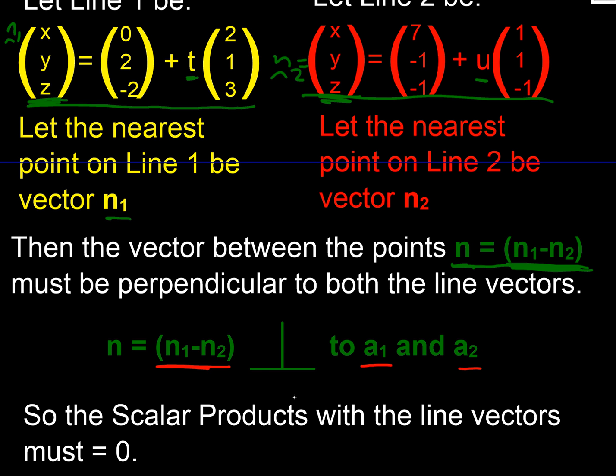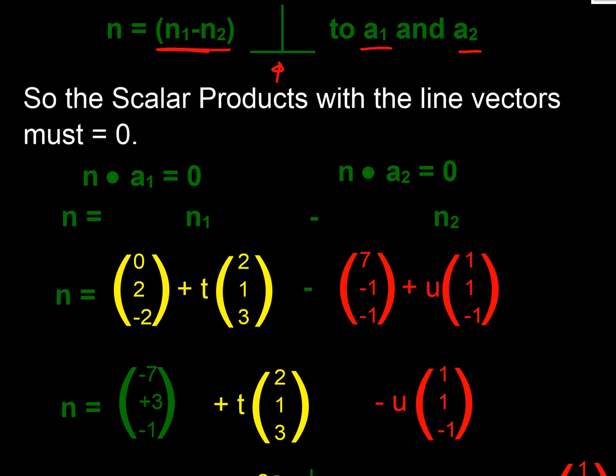Sometimes you'll see people writing this sort of symbol. It's quite a nice shorthand, isn't it, to show that one is at right angles to the other, or perpendicular. So the 2 dot products, the scalar products, must be 0. Therefore, our n vector dot product with A1 has got to be 0, and again our n vector dot product with A2 has got to be 0.